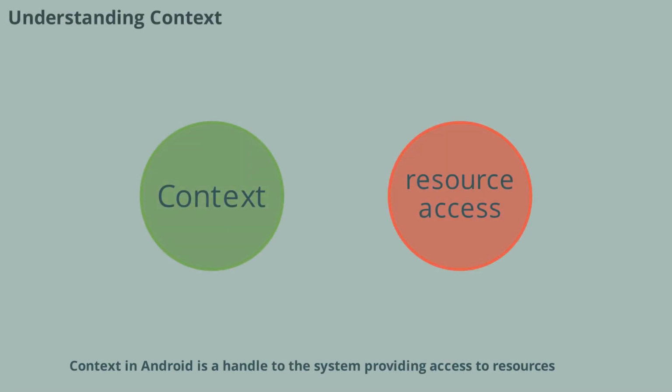Context in Android is a handle to the system, providing access to resources, databases, and preferences. There are two main types: application context and activity context. Application context is tied to the app's lifecycle and is used when passing context beyond the scope of an activity. Activity context is tied to the activity's lifecycle and is used within the activity scope. Knowing when to use each context is crucial for resource management and avoiding memory leaks.